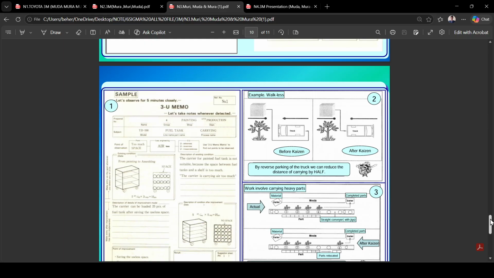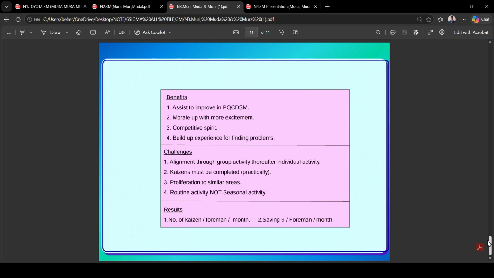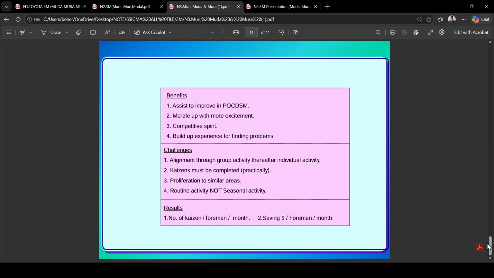See, this is some guide and examples, and the benefits of this are: it assists in improving PQCDSM; second, morale goes up with more excitement; third one is competitive spirit; fourth one is building up experience for finding problems.